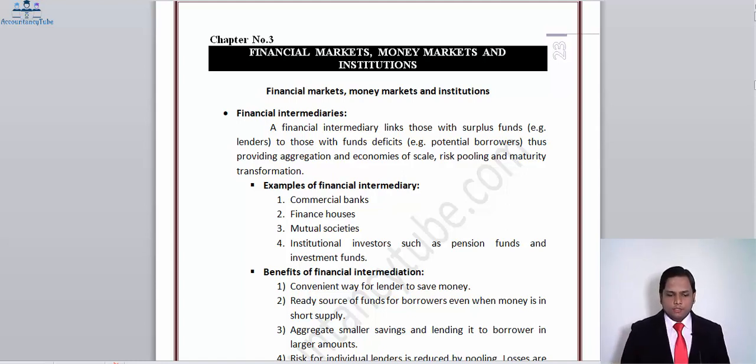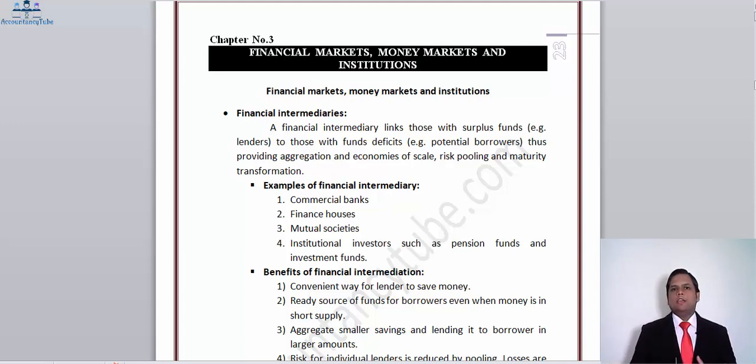So with that in mind, let's start with our chapter. If you come to page number 23 of your lecture notes, we have our first topic over here, that is financial intermediaries. Financial intermediaries basically link those with a fund surplus to those with a funds deficit, so that they can avail the opportunities they have by utilizing those funds and benefiting the provider of finance as well.